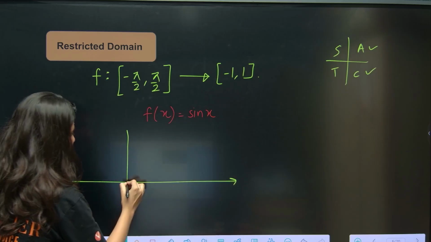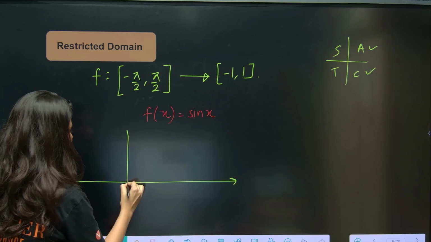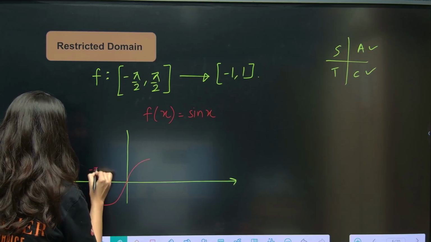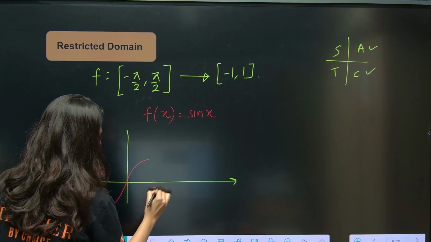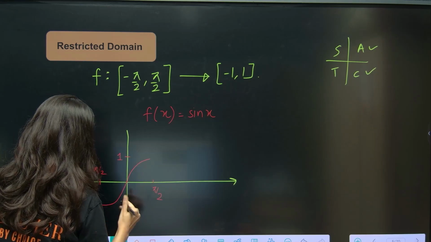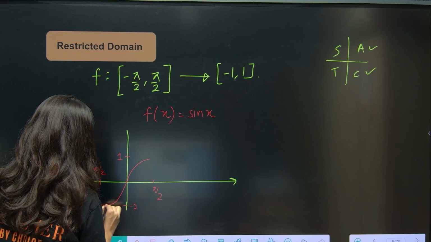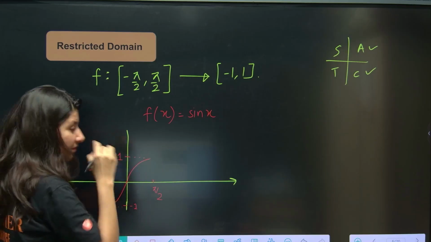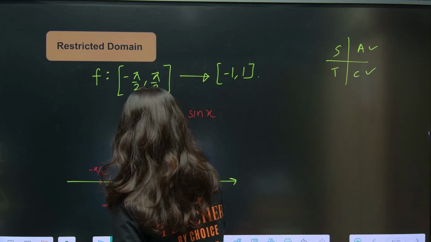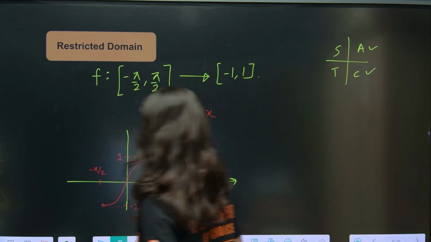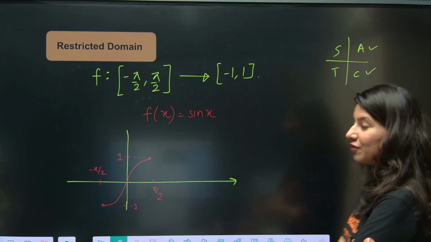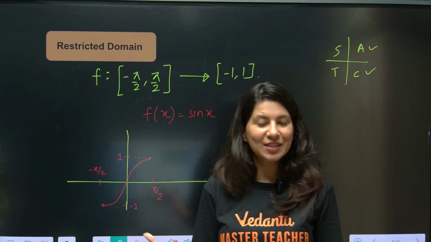Now understand this, that minus pi by 2 to plus pi by 2, so the graph of sin x will look like this, right? This is your minus pi by 2, this is your pi by 2, and this is your plus 1, this is your minus 1. Clear everybody? So now tell me, this function, if you do horizontal line test, it is a 1-1 function.